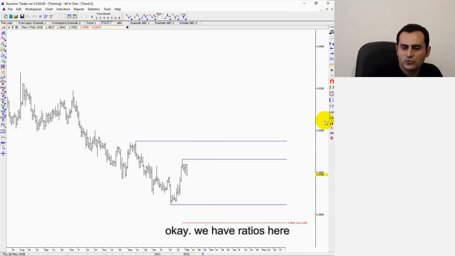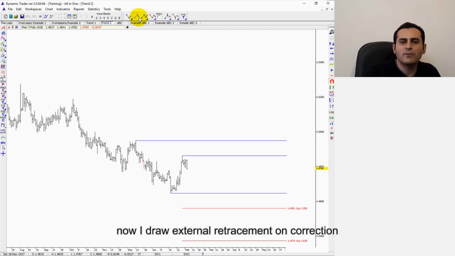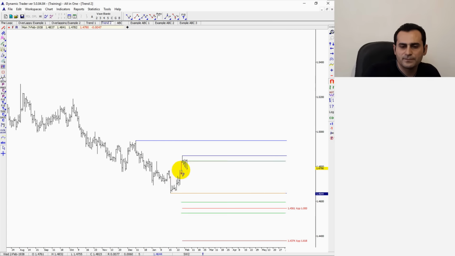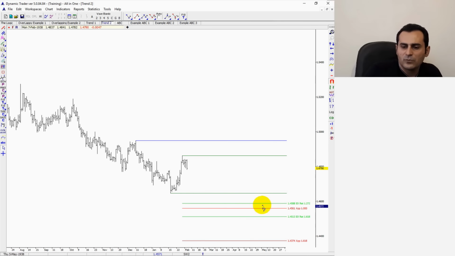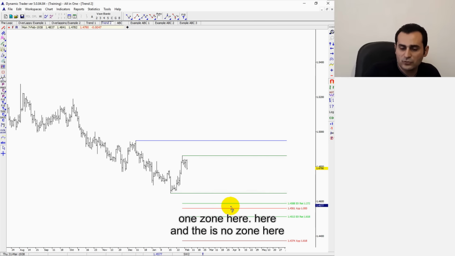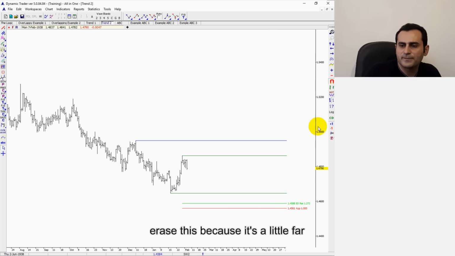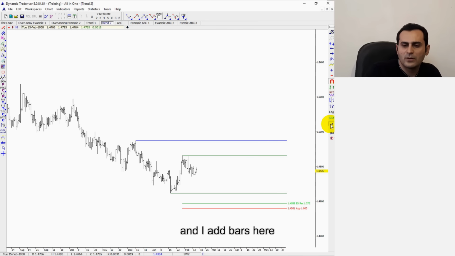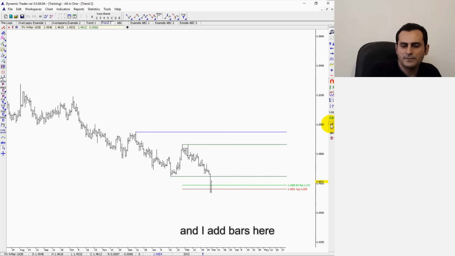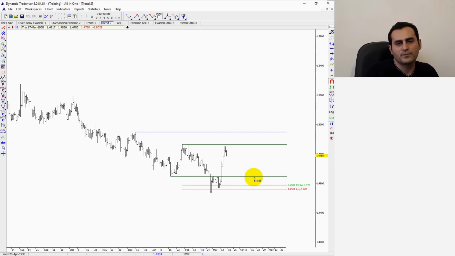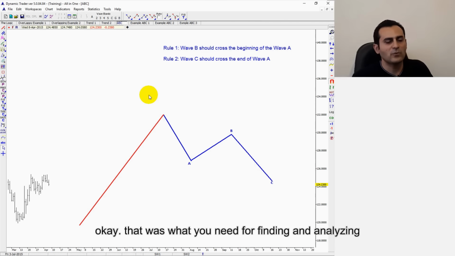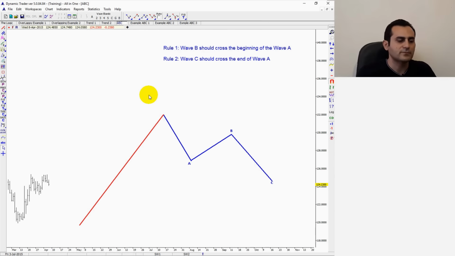Okay, we have ratios here. Now I draw external retracement on corrections. You can see we have two zones here, one zone here, and there is no zone here. So I erase this because it's a little far, and I add bars here. You can see price reversed in our zone. Okay, that was what you need for finding and analyzing.